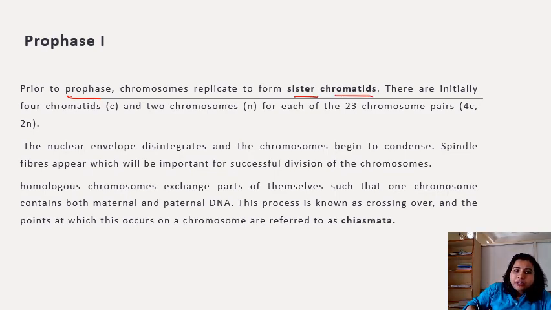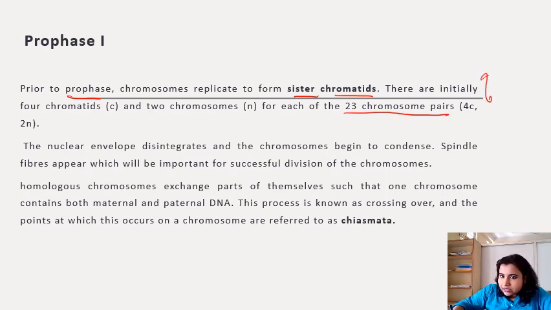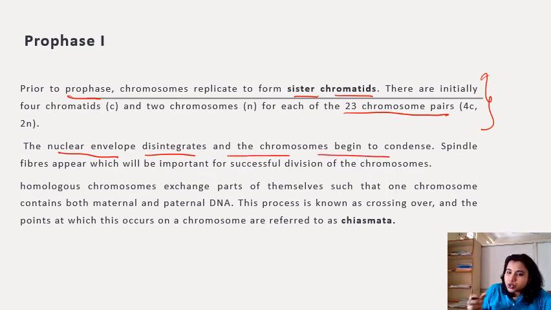There are initially 4 chromatids and 2 chromosomes for each of the 23 chromosomes. We will see this in our future slides with diagrams. What are the changes that take place in prophase 1? The very important changes are that the nuclear envelope disintegrates and the chromosome begins to condense.